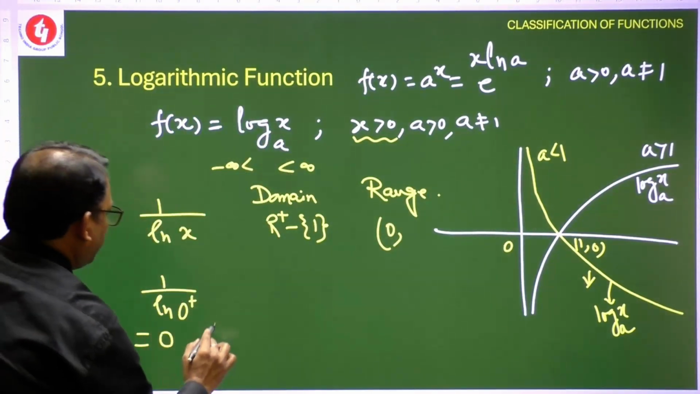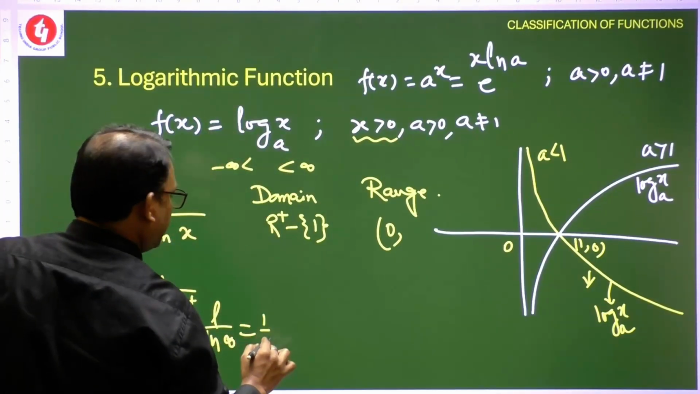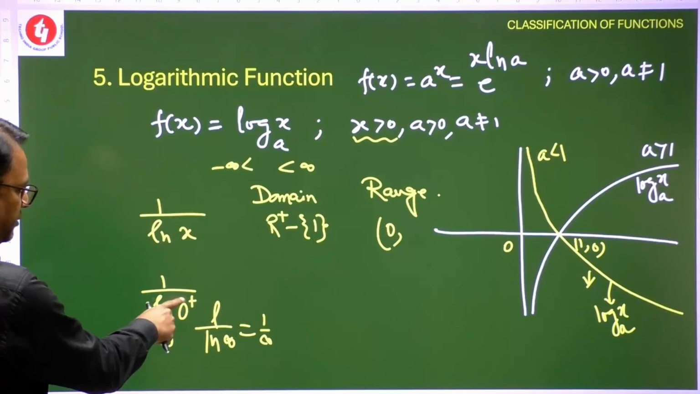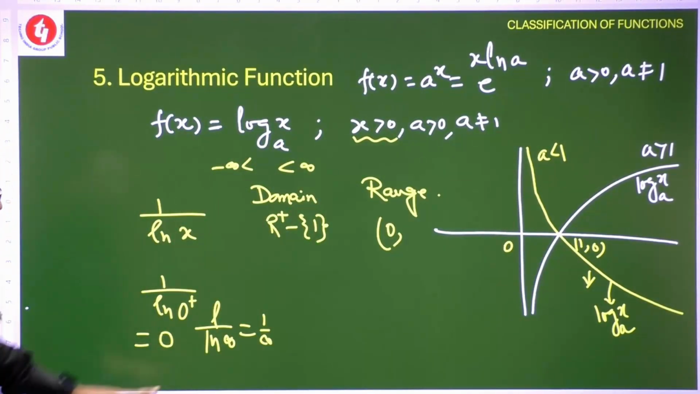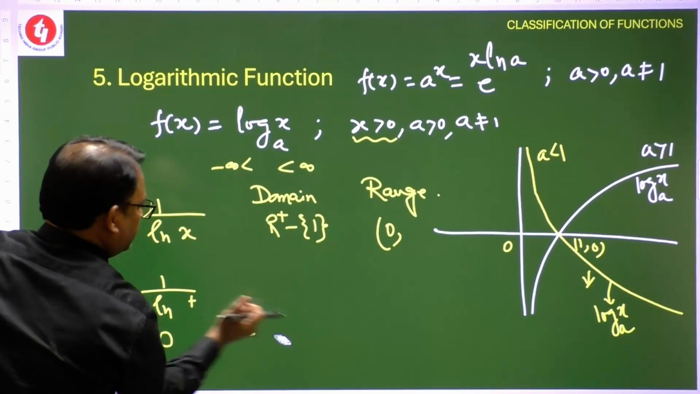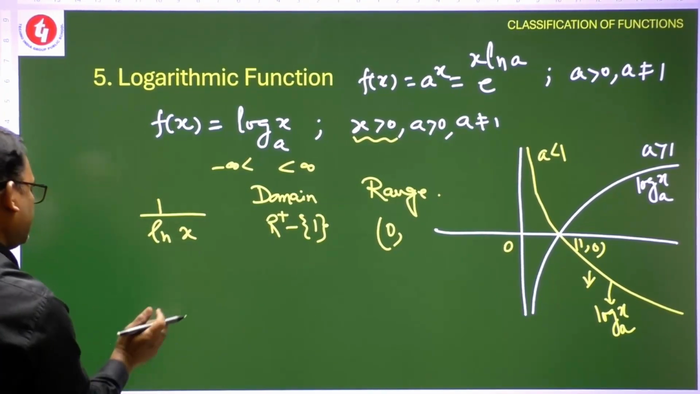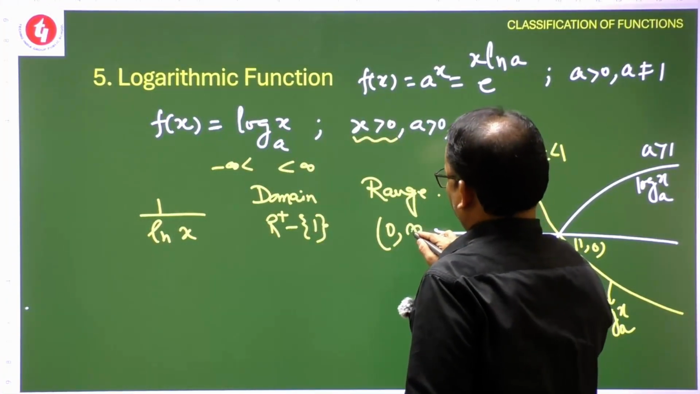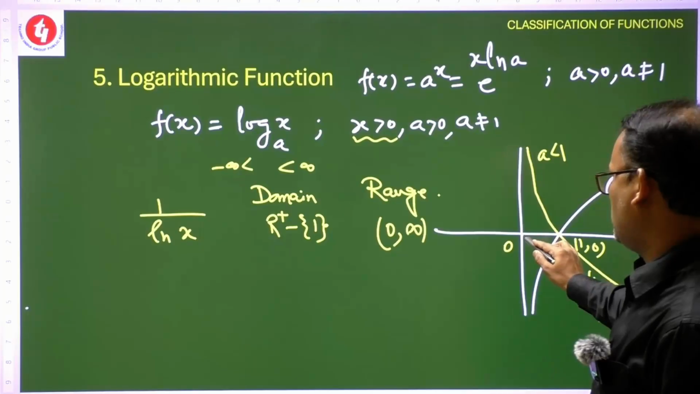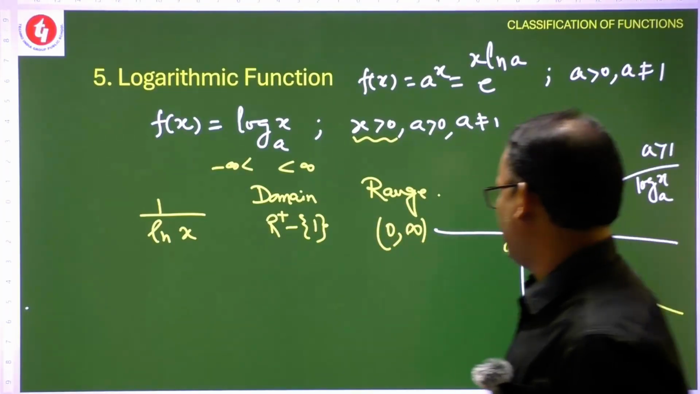Number 1, if you put here infinity, so 1 by ln infinity is 0. Here 1 by 0 plus means you are going to 0 plus, 1 by infinity is 0, and at the point infinity you will get positive infinity. Okay, so what we observe is that the range will be 0 to infinity. Any number it can take. From 0 to infinity it will take any number. At 0, yes, 1 by negative infinity, that is tending to 0 plus.